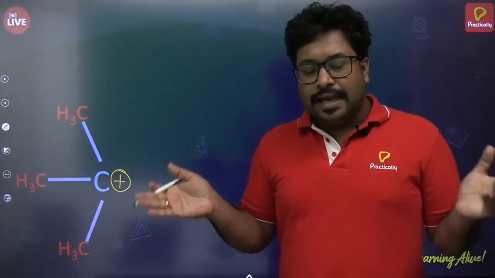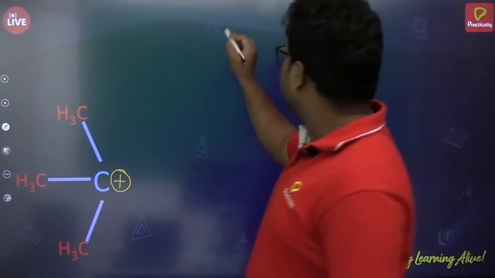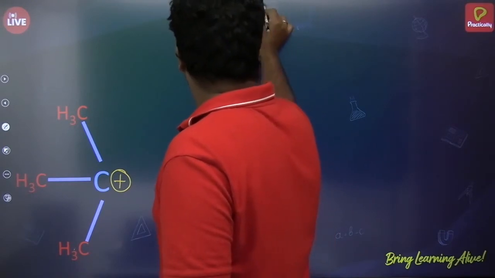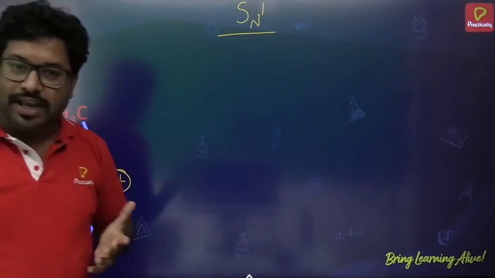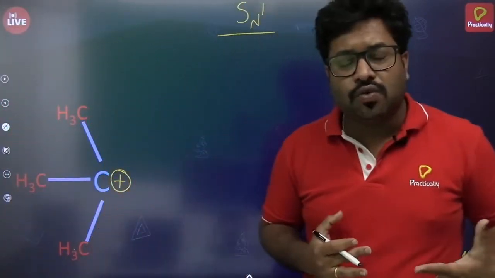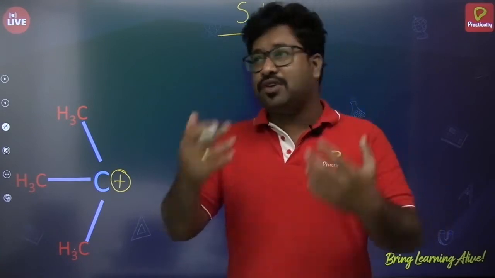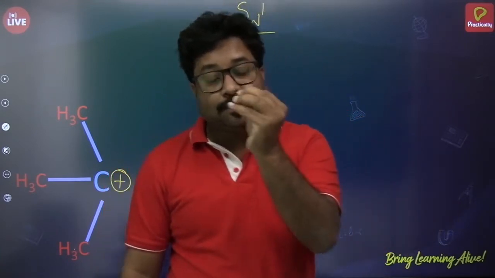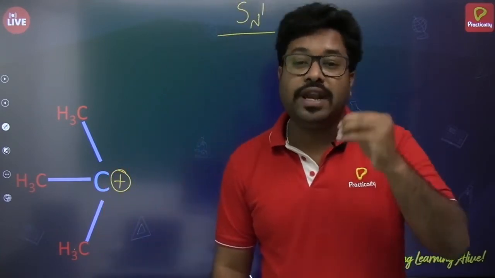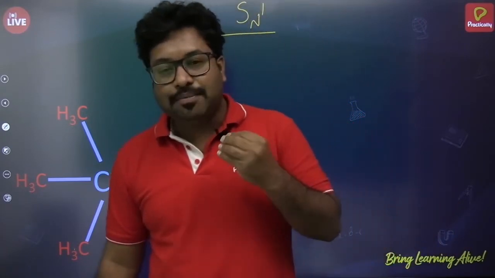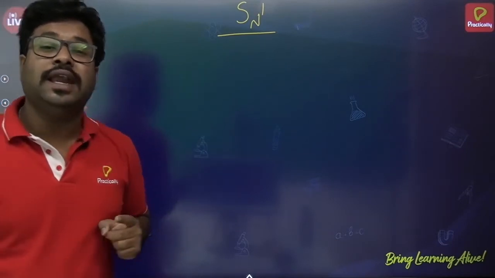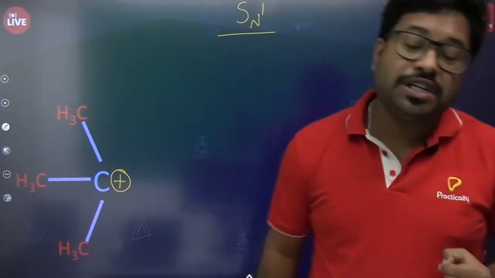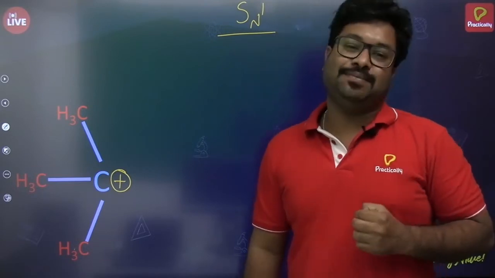Now, in SN1, what I had written is SN1. What do we mean by that? One stands for unimolecular. When I took SN2, it was bimolecular. When I'm talking about SN1, it's unimolecular. It's a substitution nucleophilic unimolecular reaction. That means the rate of reaction here is dependent on the concentration of only one species, and that one species is the substrate.